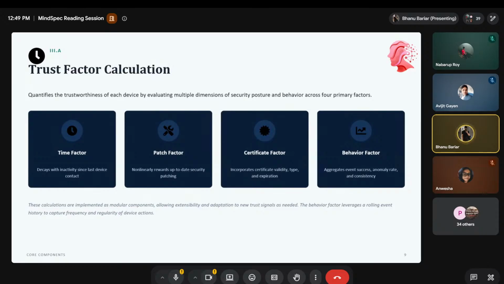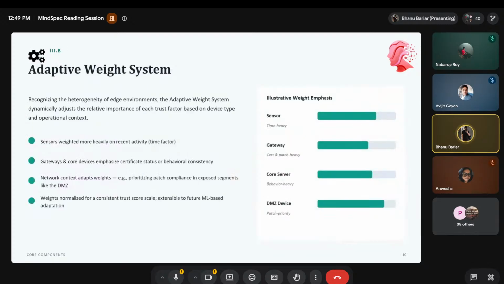An important advantage of this modular design is extensibility. If future security requirements introduce new trust indicators, for example, AI-generated anomaly scores, they can be added without redesigning the entire framework. Once these individual trust factors are computed, the next challenge is determining how important each factor should be. One of the key innovations of this paper is the adaptive weight system.